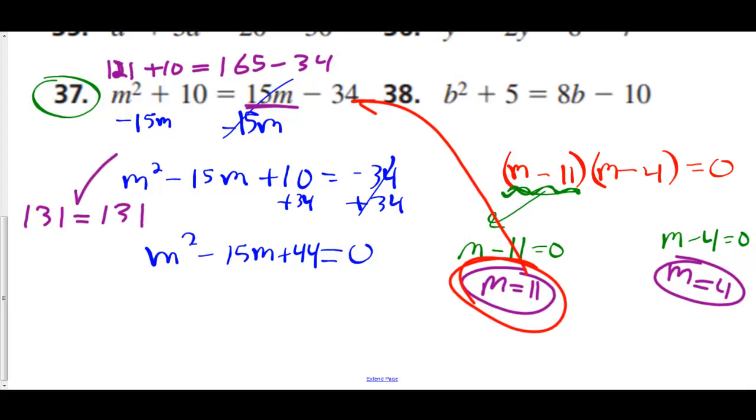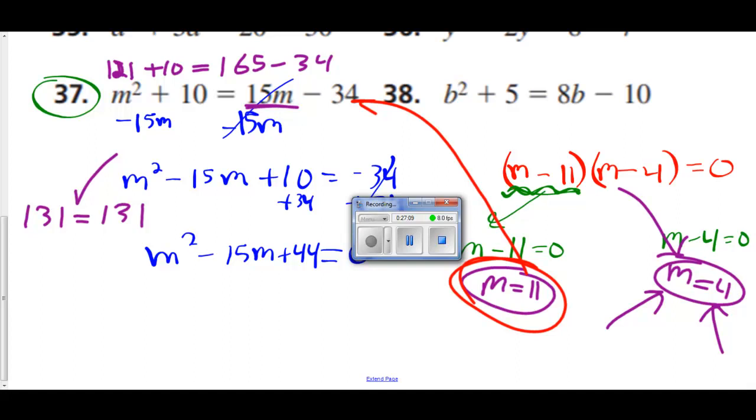Now, in the interest of time, I'll save you a little bit of time. I only checked one of them. I could have checked this one. I want to stress that if I had plugged it in for both m's on both sides, it would have worked out. It wouldn't have been 131 equals 131, but it would have worked. So we could check either of those as solutions.